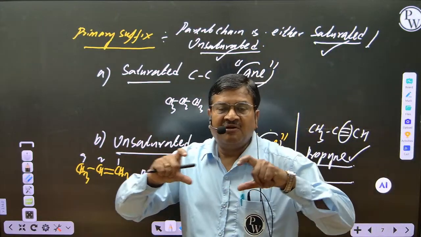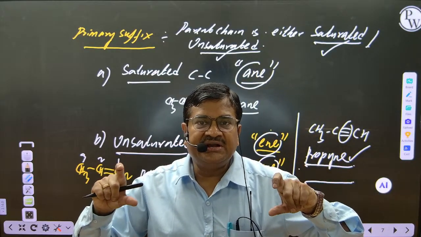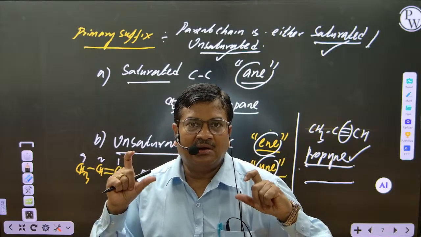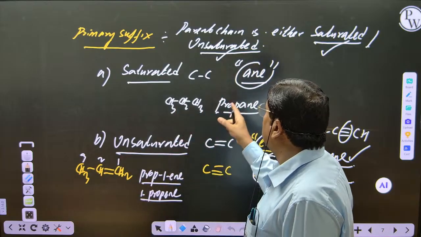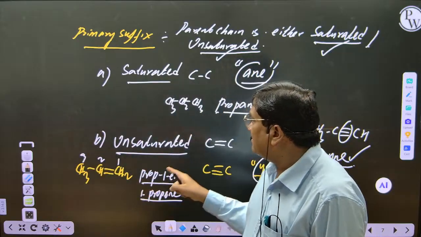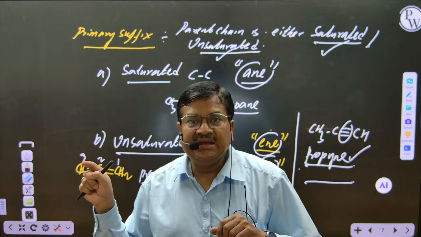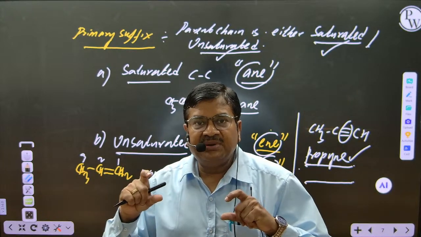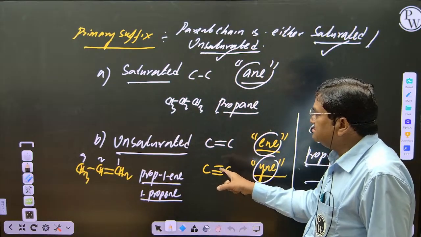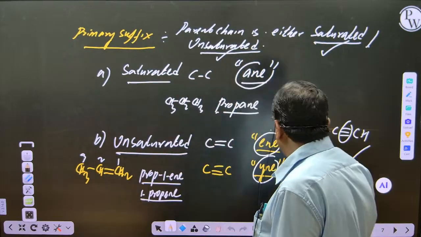After selection of long chain, the long chain tells whether the compound is saturated or unsaturated, meaning it is having single bond or double bond or triple bond. If it is having single bond, we end with the letters A-N-E, ane. If it is having unsaturation like a double bond, you have to end with the letters E-N-E, ene. And if it is having a triple bond, you have to end with the letters Y-N-E, yne. So this we discussed in the last class. I'm once again recapping all this for your continuity.